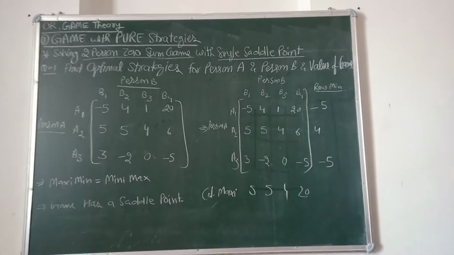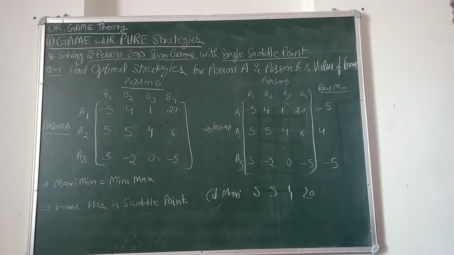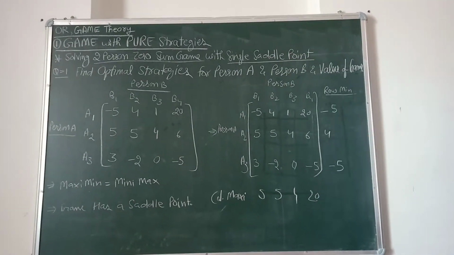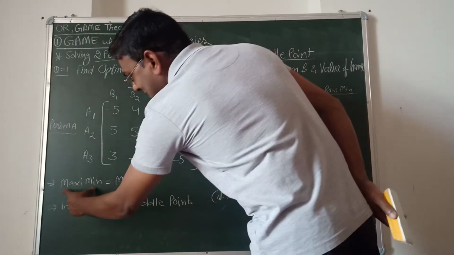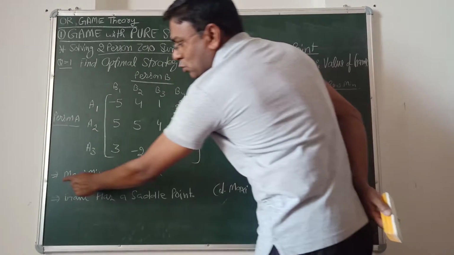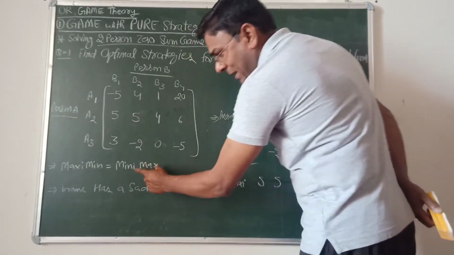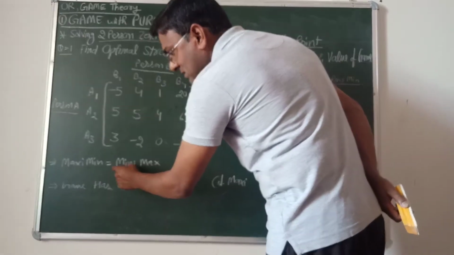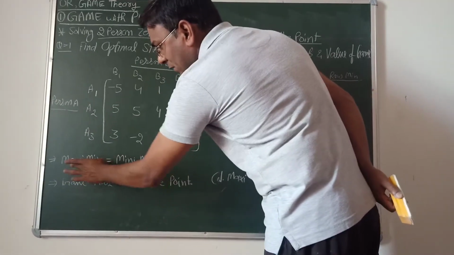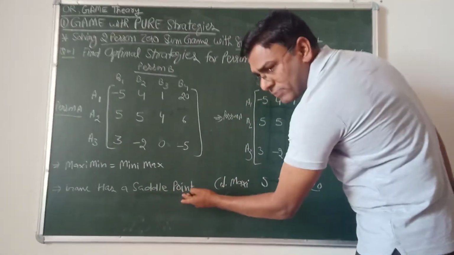Okay, here you will see the maximum value, because we have to find the saddle point. And for finding the saddle point, what is the condition? The maximin value means the minimum gain has to be maximized, and the second one is the minimax value, means maximum loss has to be minimized, and the values must be equal. If the maximin value is equal to the minimax, then we can say that we have received a saddle point.